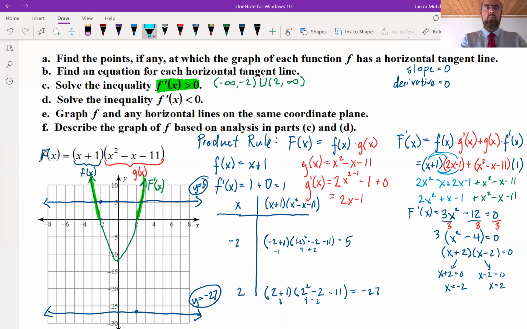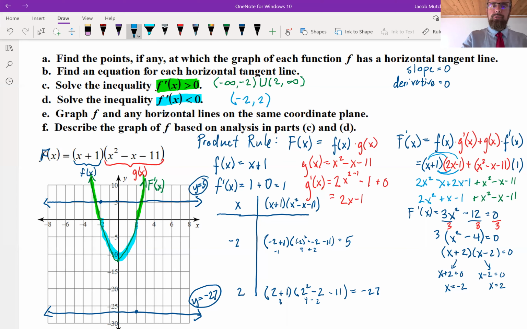Notice part D says, where's the derivative's y value going to be less than 0? That's that nose of the quadratic. And that is between -2 and +2. We'll come back in part F and say, okay, what can we say about the function based on that? But we need to do this part E. So part of it we've already done. We've graphed the horizontal tangent lines. We need to see the function itself.